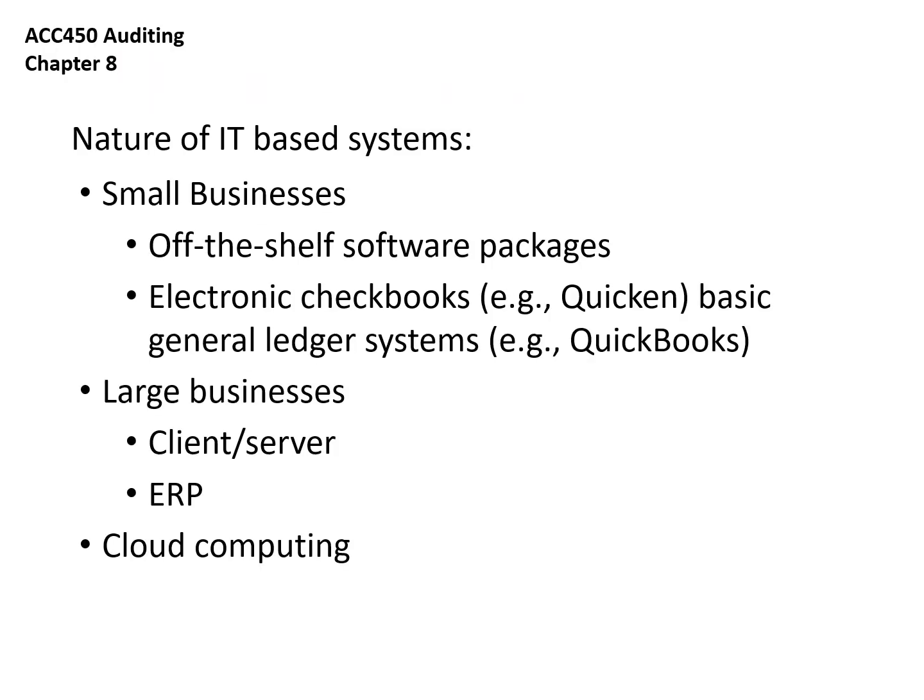Now, very small businesses can often use off-the-shelf software packages like Peachtree or packages like that you can get at Office Depot or sometimes at Costco, places like that. You can also have even more simplistic systems like electronic checkbooks, which Quicken is an example of, or general ledger systems like QuickBooks that aren't as robust as, say, the software that we used in Accounting 405.